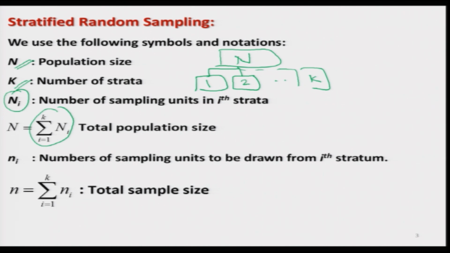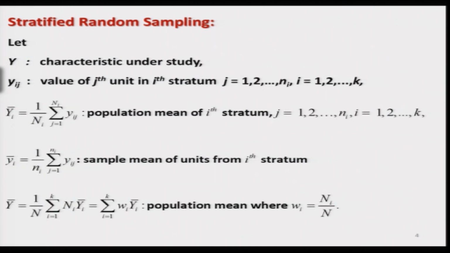Similarly, from each of the strata you draw a sample. So, small ni is the number of sampling units to be drawn from the ith stratum, and the sum of all n1, n2, nk will give us the total sample size. So, that is going to be our notation during the stratified sampling lecture. And let capital Y denote the characteristic under study, for example height or weight or age or anything else, and small yij is going to denote the value of the jth unit in the ith stratum.